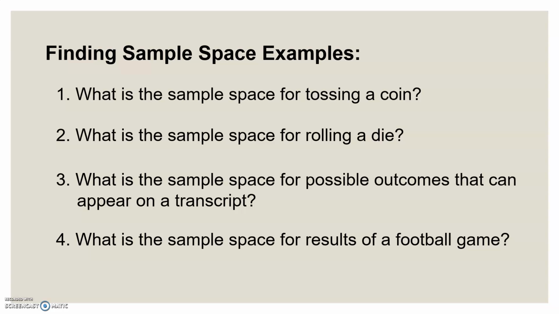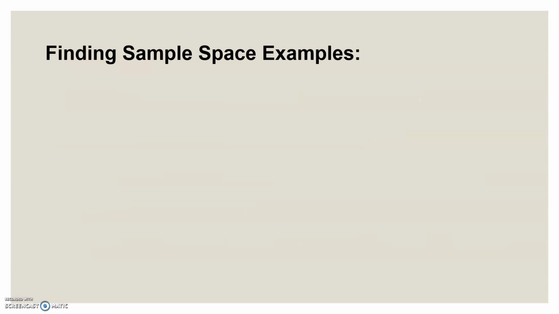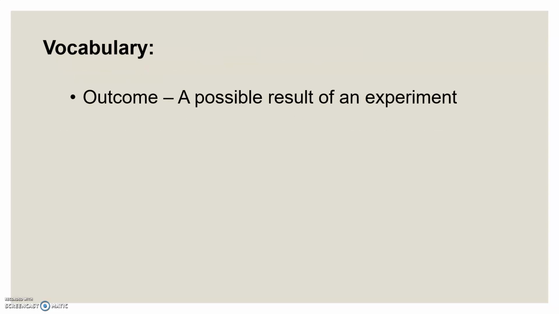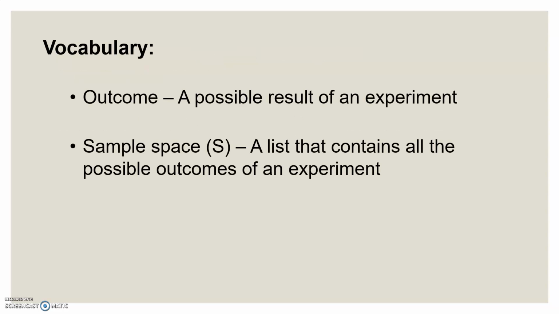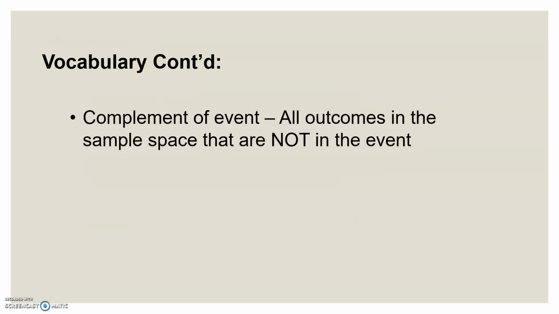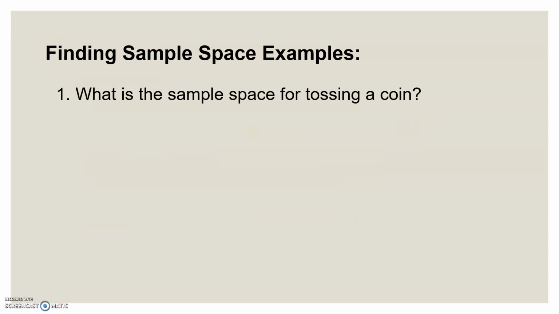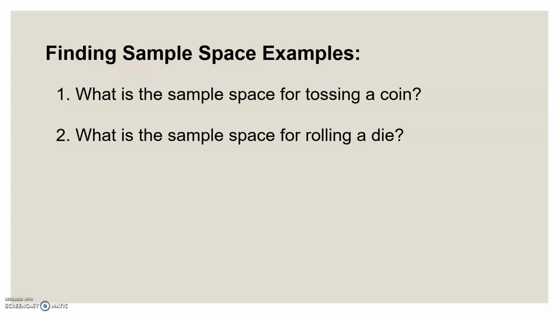The first part of this video is going to focus specifically on finding sample space. If you remember, a few slides ago, we introduced some vocabulary. Sample space is defined as a list that contains all of the possible outcomes of an experiment. The examples that we want to look at are, what is the sample space for tossing a coin? What is the list of all possible outcomes that we can get for tossing a coin?